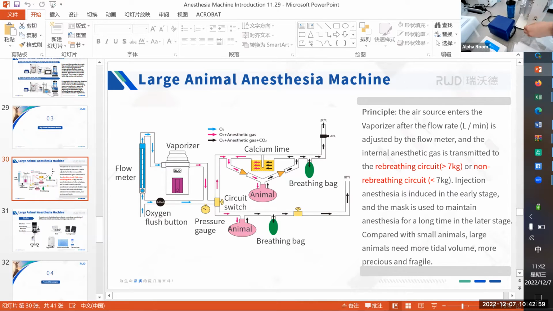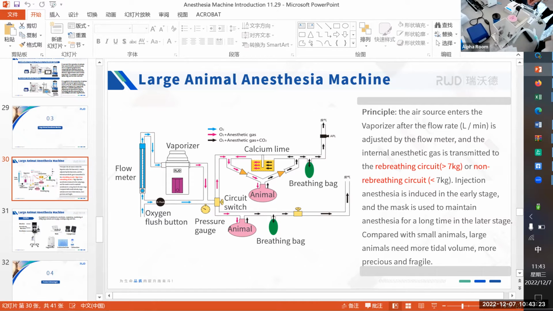Then the air and the anesthesia gas combine and go into this chamber. Then we just put the animal in this chamber, right? The animal will get anesthesia.